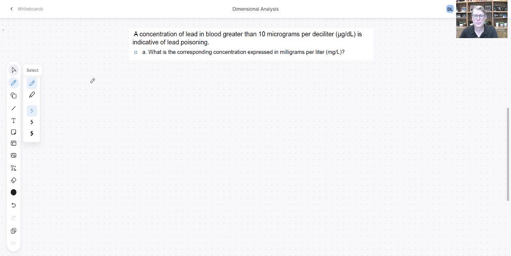Let's begin. In the first, we are asked to convert a blood lead concentration of 10 micrograms per deciliter to units of milligrams per liter. Let's do it. Begin by writing down the starting concentration, 10 micrograms of lead per deciliter of blood. So our job is to convert the denominator from deciliters to liters and the numerator from micrograms to grams, or milligrams. Let's begin with the denominator.